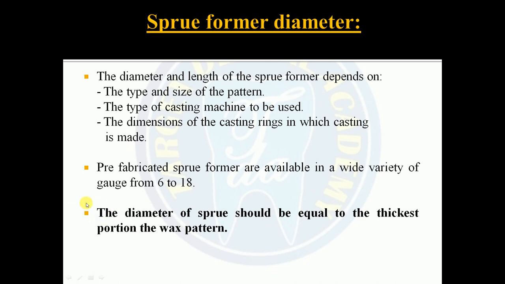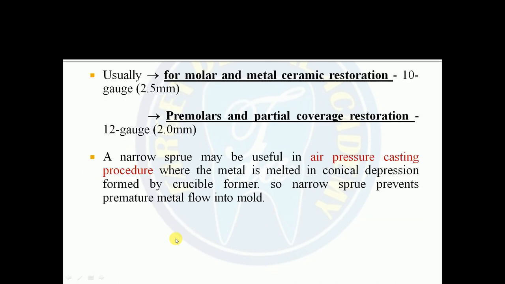It's an important point. It is an MCQ that the diameter of the sprue should be equal to the thickest portion of the wax pattern. It is usually used for the molar and the metal ceramic restoration, which ranges from 10 gauge, that is 2.5 millimeter, and also used in the premolar and the partial coverage restoration of 12 gauge, that is around 2 millimeter.